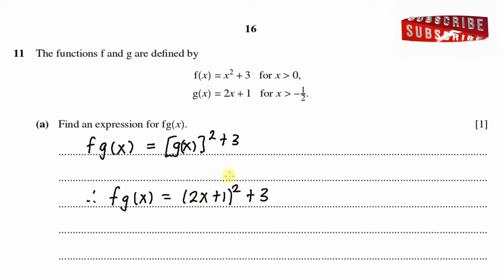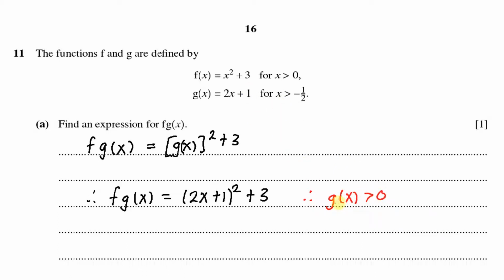We might also need to know what the domain of f of g of x is. Now, since g of x is an input into f, and f is restricted for the domain x greater than 0, it also means that g of x should be greater than 0, which therefore means that g of x, which is 2x plus 1, should be greater than 0. Solving this inequality, we get x greater than minus a half. So the domain of f of g of x is x greater than minus a half.